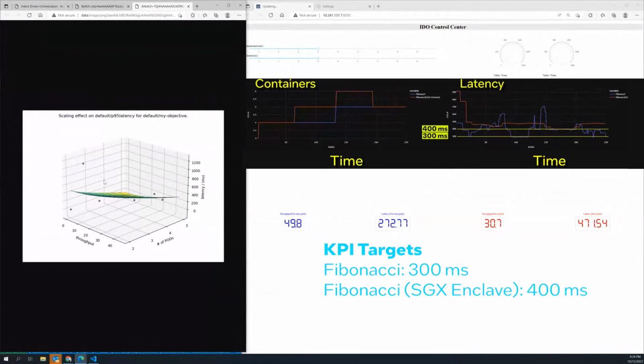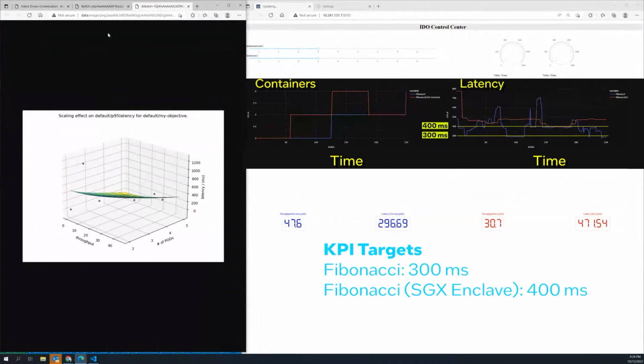And so, after some time, we see our blue and red latency lines converging very close to the desired target, shown as the yellow line on the plot. The targets were 300 and 400 milliseconds.